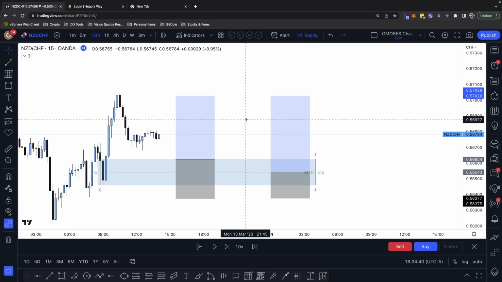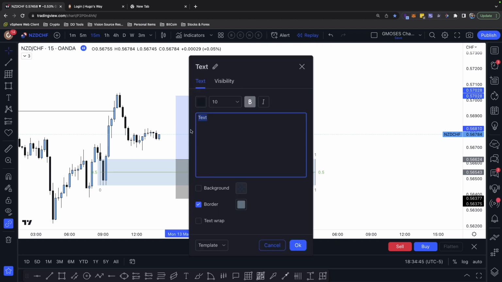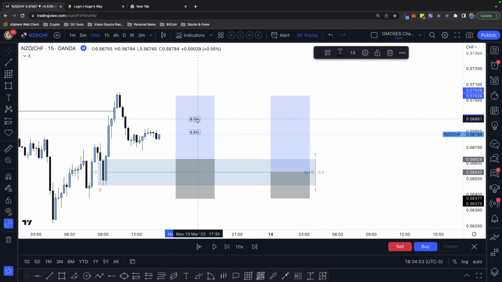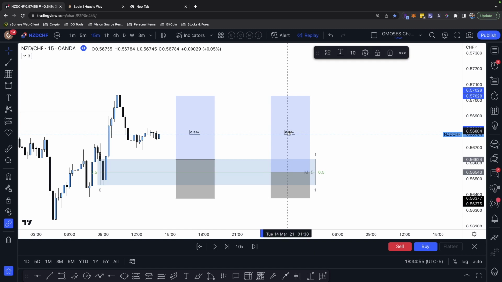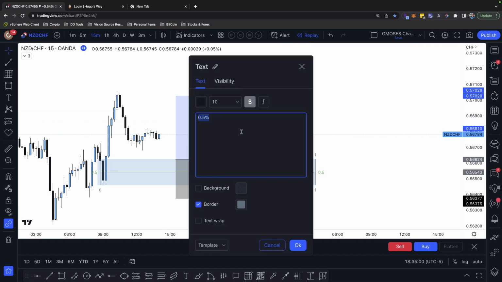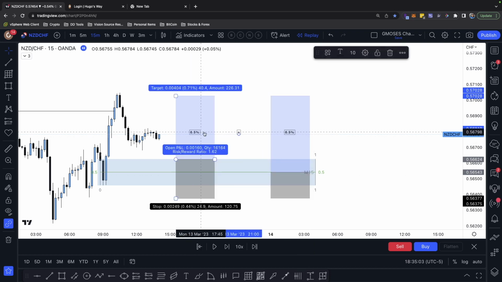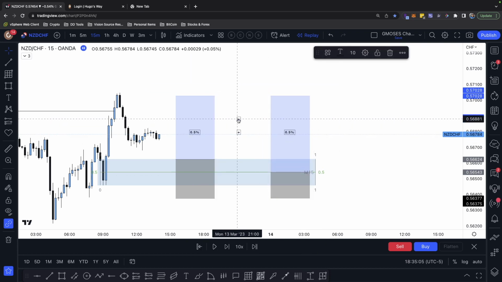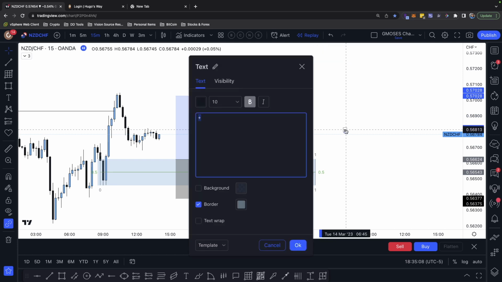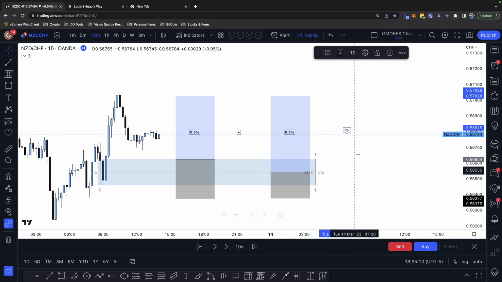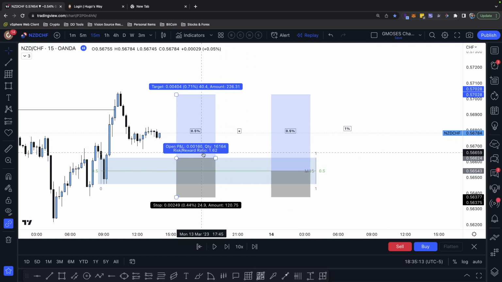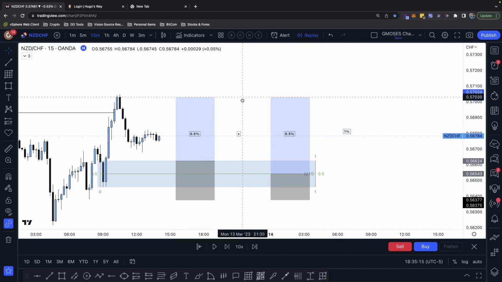Now, looking at this, how does this relate to risk management? What we could do is we can say, okay, in this area, we can take a 0.5% entry on this one, and we can do the same here. That way, when you look at this, put a plus in the middle, and this can equal to 1%.